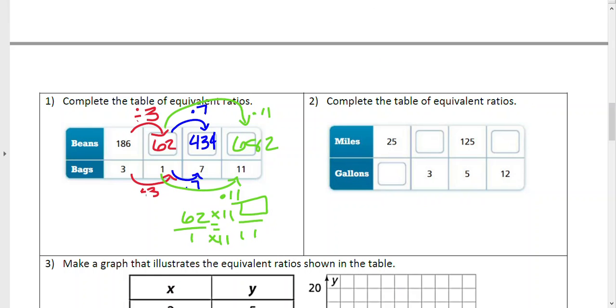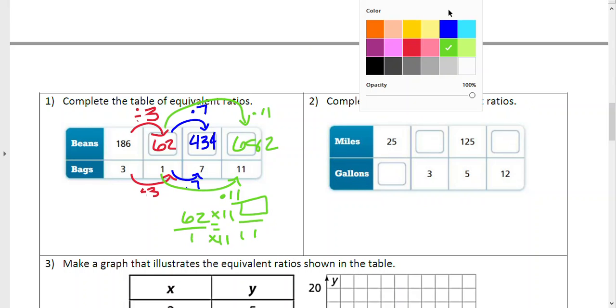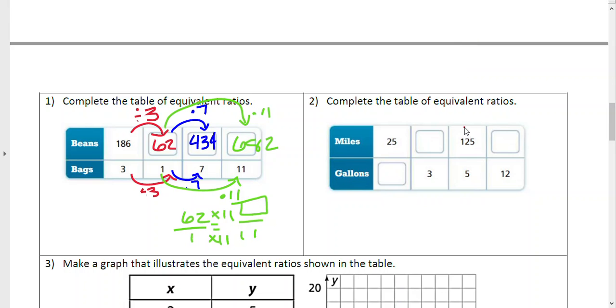Same thing with the next one. So I need to fill in this blank here with the gallons. Can the 3 with the blank help me to get to 25? No. Could the 125 to the 25 help me to get there? Probably. So I need to figure out how do I get from 125 to 25? Well, I'm going to have to divide, and I'm going to have to divide by 5. So whatever I do at the top, I also have to do to the bottom. So I have to divide by 5.